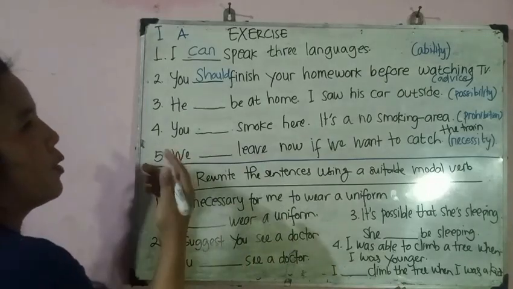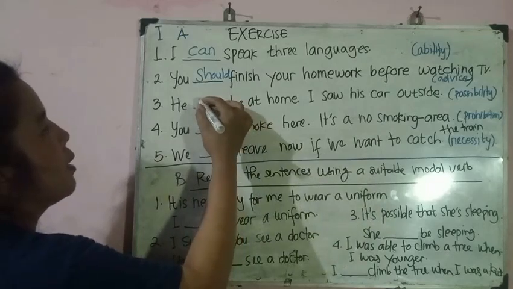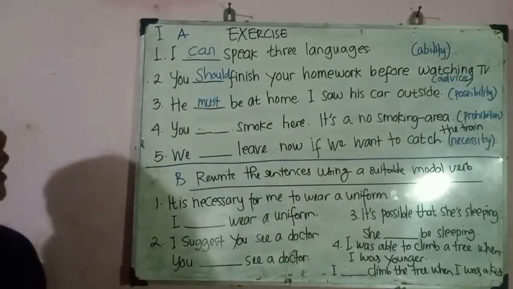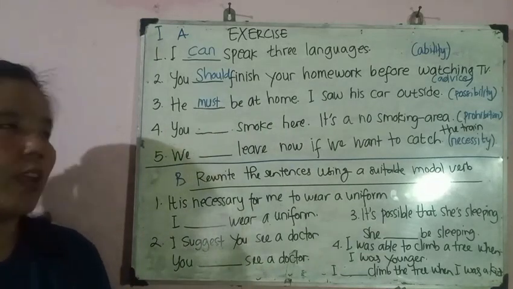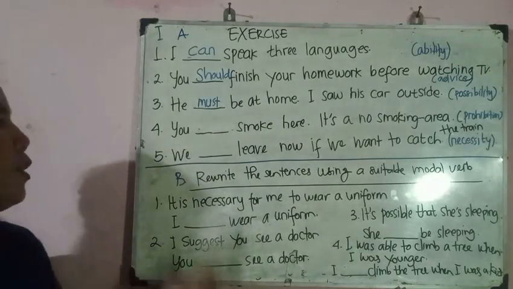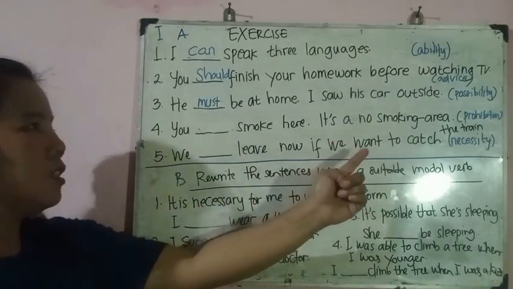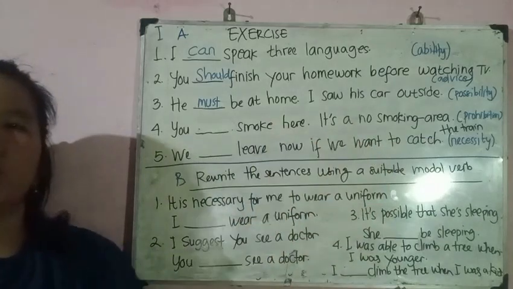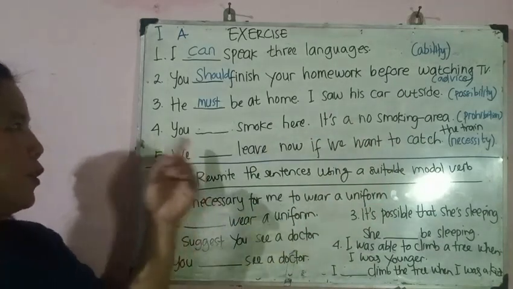Yeah, for strong possibility, we write must, modal verb must be. He must be at home. I saw his car outside. Next, number 4, you smoke here. It's a no smoking area. Okay, this is prohibition. What's the correct modal verb for number 4?